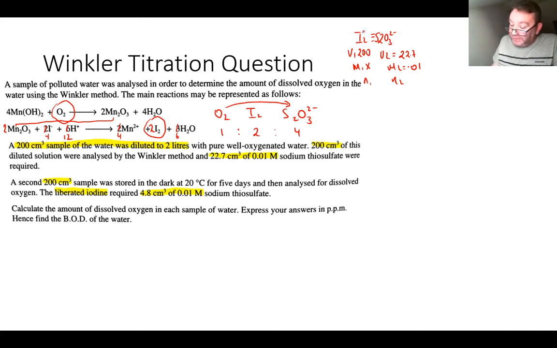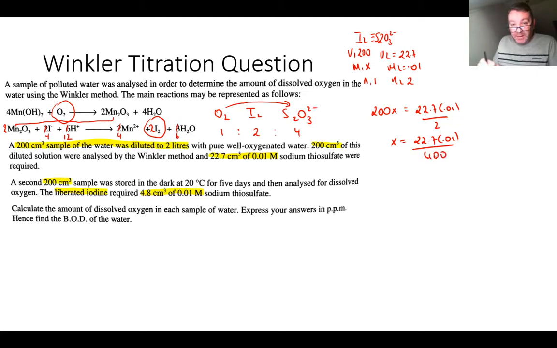Well, it's iodine and thiosulfate. Iodine and thiosulfate is 2:4, better known as 1:2. So the iodine gets 1 and the thiosulfate gets 2, which now opens up the calculations as 200x is 22.7 times 0.01 all over 2. And that will give me x is equal to 22.7 times 0.01 all over 2 200s, 400.